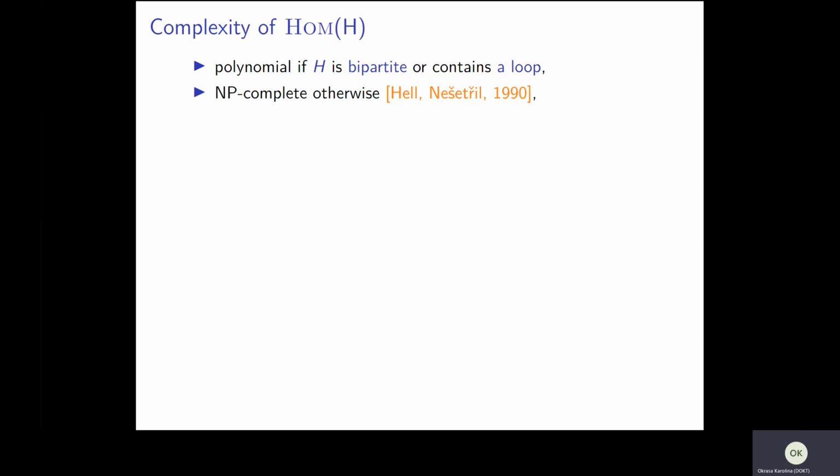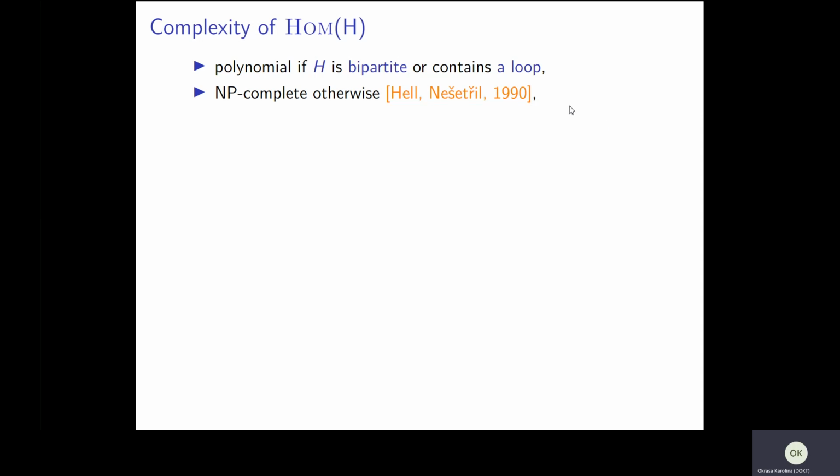The P versus NP-complete dichotomy for this problem was proven like 30 years ago. So yeah, if H is bipartite or it has a vertex with a loop, then it's polynomial, and otherwise it's NP-complete. This part is rather trivial, and this one is really complicated.